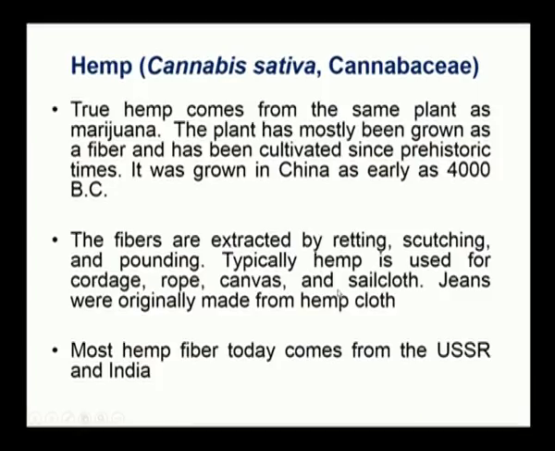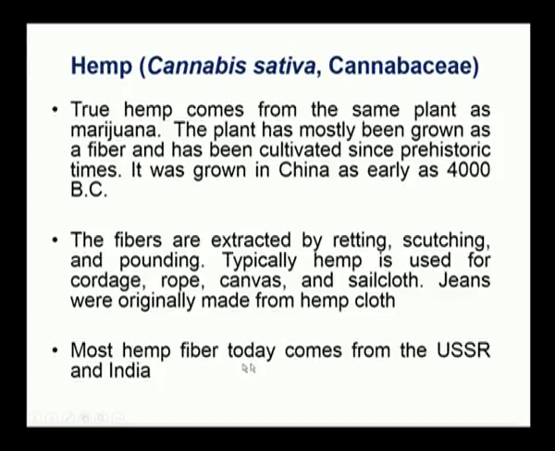Typically hemp is used for cordage, rope, canvas and sailcloth. Jeans were originally made from hemp cloth. So, from the application point of view, this material is used in a wide range of applications, especially cordage, rope, canvas and sailcloth, and especially jeans, which are made from this kind of cloth.